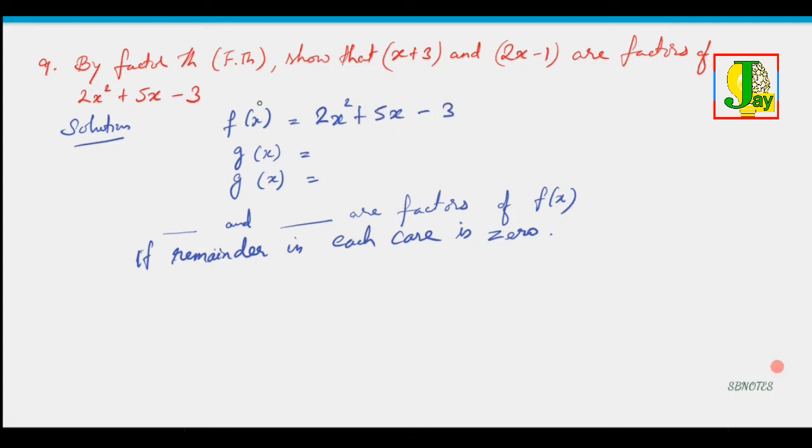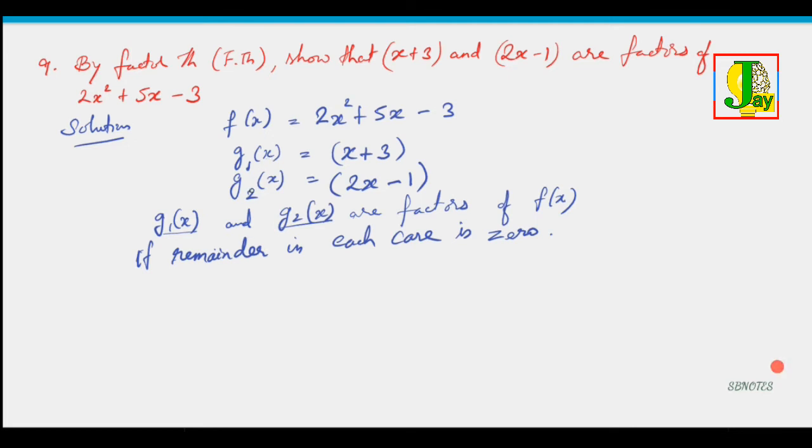Now again this polynomial is being divided by two factors, two numbers here. So x plus 3 and 2x minus 1. So let g1(x) be x plus 3 and let g2(x), the second factor, be 2x minus 1. So if g1(x) and g2(x) are factors of f(x), then the remainder has to be 0 according to the factor theorem. So let us first find out whether the remainder is 0 or not.